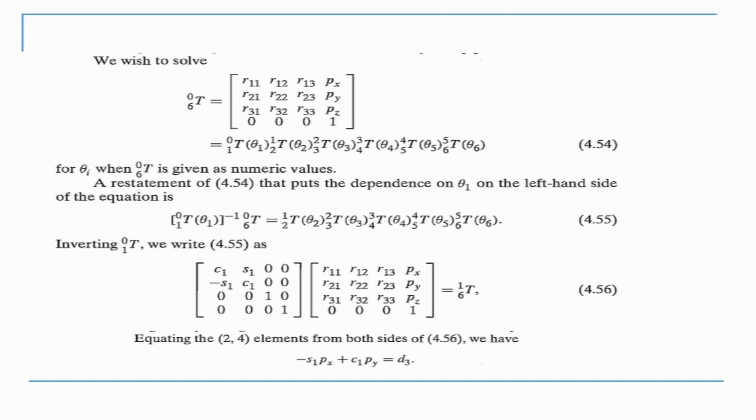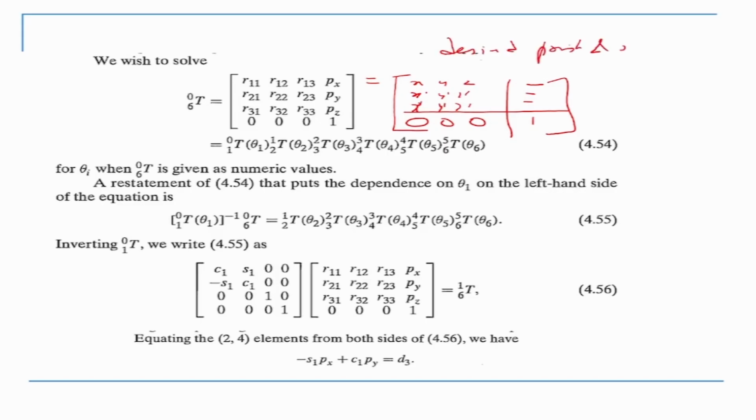So the way we are trying to solve, we wish to solve this set of equations. So I'm going to equate this to my desired position and orientation. These are numbers. Please be careful. Please note that these are numbers. Let's say x, y, z, x dash, y dash, z dash, and there will be some numbers here. So this is the desired position and orientation. These are numerical values. So this will contain the coordinates and this will contain the rotation matrices.